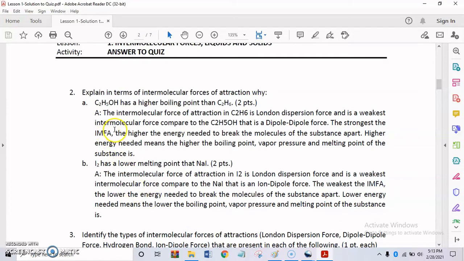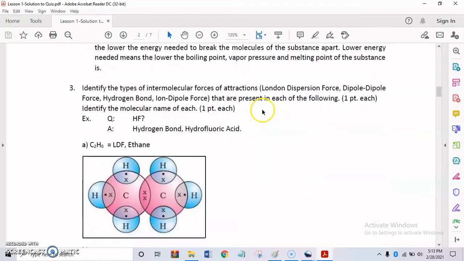Kaya may mga sagot dito na binigyan ko pa rin ng 2 points kasi nandun yung keyword na London dispersion force and dipole-dipole force. 1 point naman sa mga nag-explain lang na parang twisted lang yung question. So, dito rin sa letter B, nandun yung keyword na London dispersion force and also the ion-dipole force. Kasi again, you need to understand the question. Sabi is explain in terms of intermolecular forces of attraction. Yun lang naman. So number 3, ito yung marami.